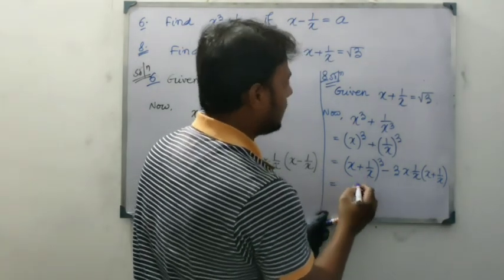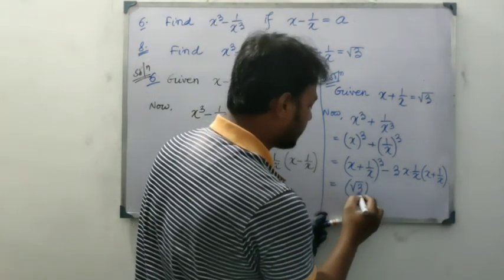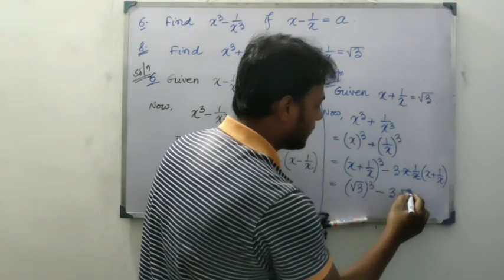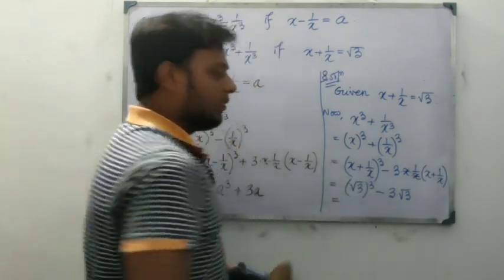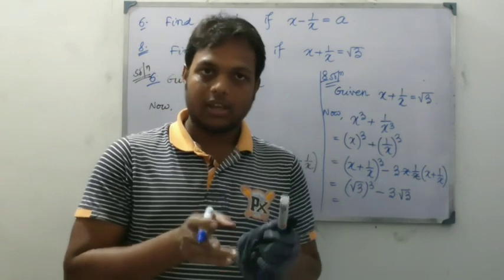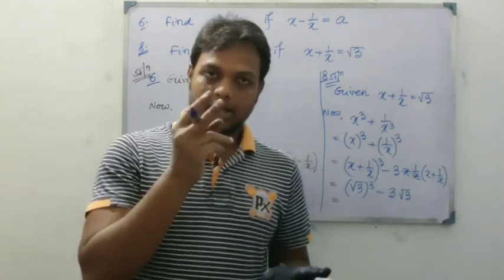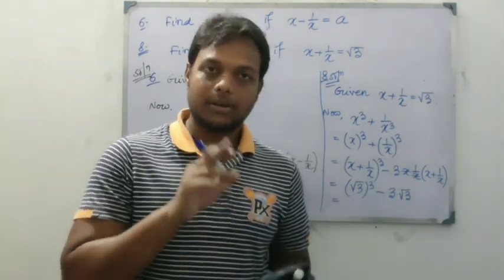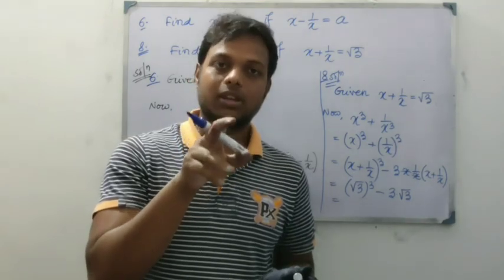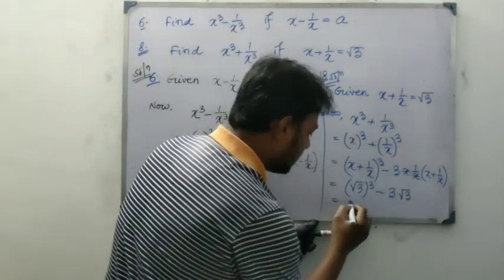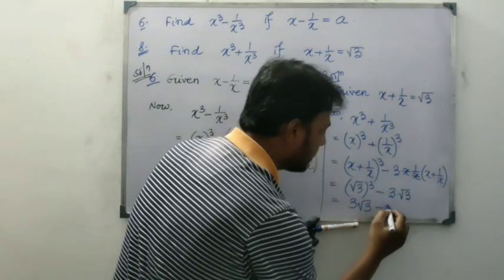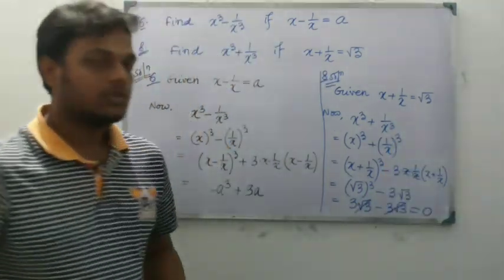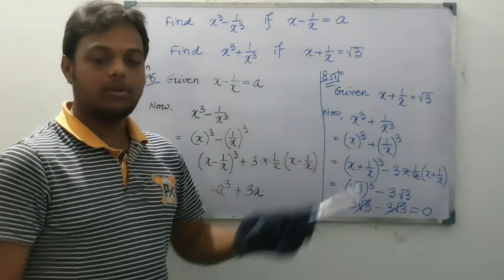Put the value x plus 1 by x equals root 3. So root 3 whole cube minus, x cancels out, 3 into root 3. Now root 3 cube means root 3 into root 3 into root 3. If you multiply 2 times root 3, it will become only 3 and 1 root 3 is left. So ultimately we get 3 root 3, minus 3 root 3. These two terms cancel out, and the ultimate answer is 0. So this is the solution of the 8 number problem. Understood?